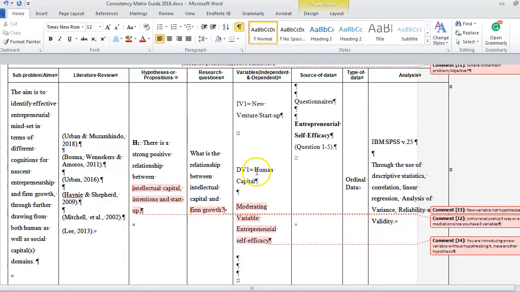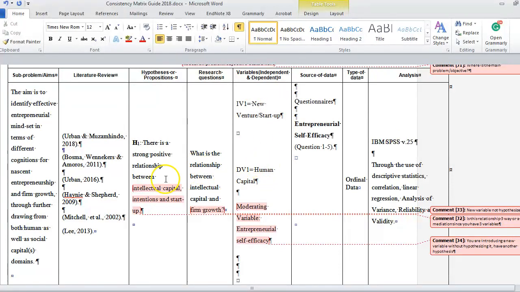And then you state the variables. So when you state all these statements, there are variables within them. So here you've got intellectual capital, you've got intention, and you've got startup. So we expect those variables to appear here. And the same variables that appear under hypothesis, we expect the same variables to appear in the research question and the same variables to appear under your variables.